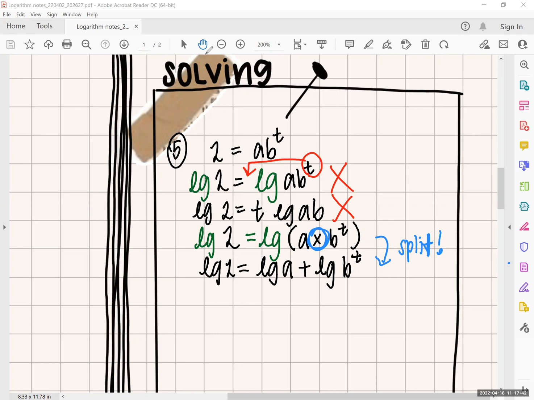You power bring down the t. Very good. So how can we modify from here? lg b^t. So you see the t, right? Every time whenever I have a power, I will do what technique? Power bring down. So over here, write down power bring down. So power bring down means from here, I'll just have lg 2 is equal to lg a plus t lg b.